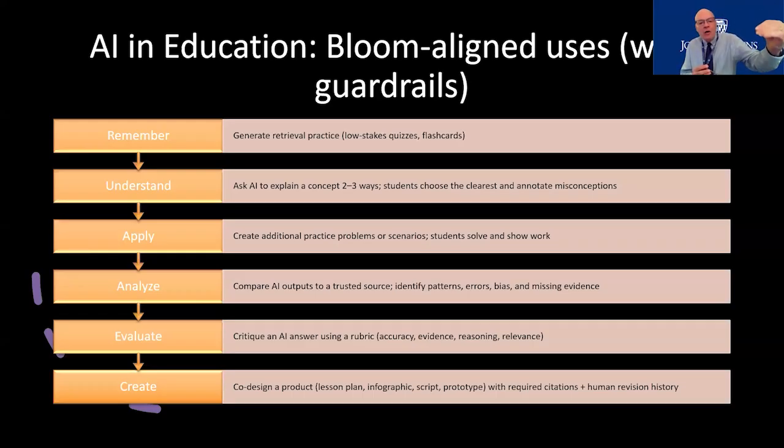So we work all the way up through that, and we look at the evaluation level of Bloom, where we critique an AI answer using a rubric. We do analysis where we're comparing AI outputs to a trusted source that we know. And then at the create level, we're co-designing a product, and that could be an instructional plan, an infographic, a script, or a prototype with required citations, and then we revise that.